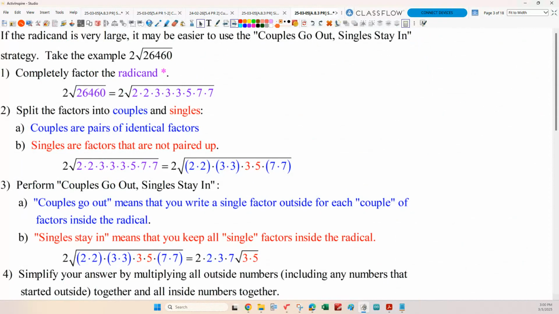So first thing we do, let's take this example. I've got a 2 out front already, so that we just leave alone. But I've got to simplify the square root of 26,460. So we would have to take that 26,460 and make a factor tree out of that. Well, what's a number that divides into that, obviously?